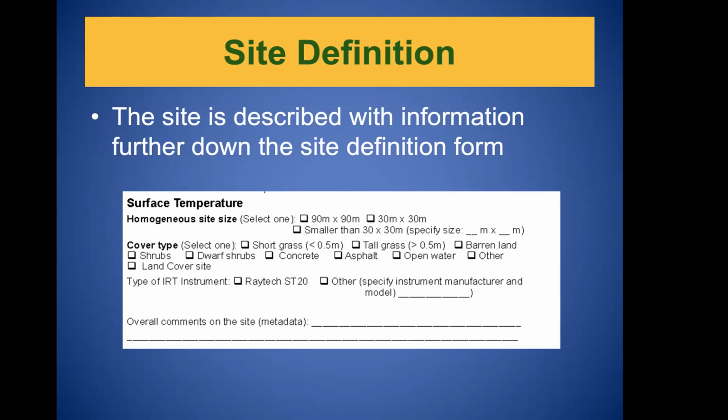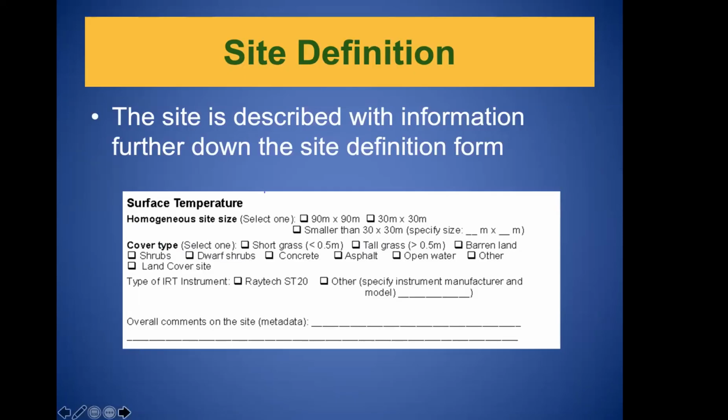You can't do a combination. Ideally, they want it 90 by 90 or 30 by 30 meters. But if you can't do that, and many times you can't, they can specify the size, and you can include the information that might impact your observations in the overall data in the comments section or the metadata portion.